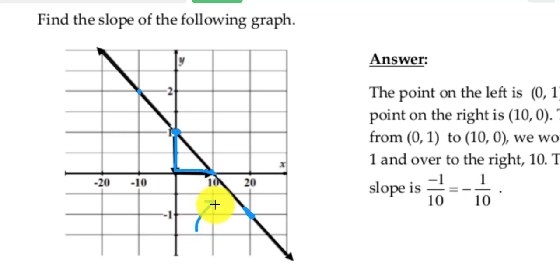Be careful. Notice how we're counting by 10s and not 1s anymore. So it's down 1, right? So we're going down 1, and then we're going over 10. So you can see my rise over run is -1 over 10, so my slope is -1/10. Okay?